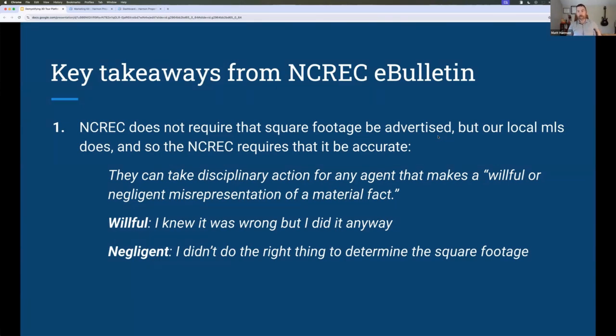Negligent would just be I didn't do the right thing to determine the square footage. And that can look lots of different ways. That can look like an agent that loves measuring their own listings and they go out and they just mismeasure it. That would be negligence.